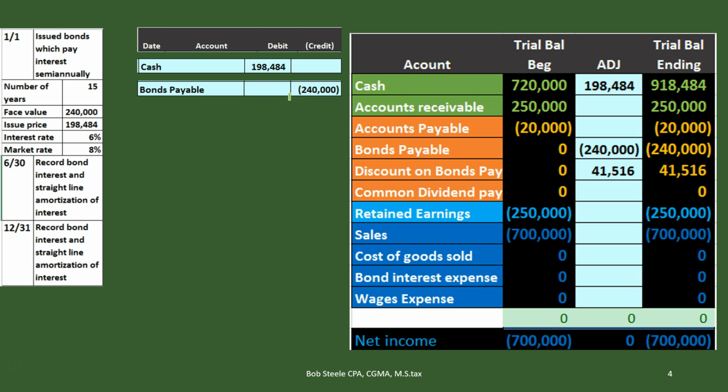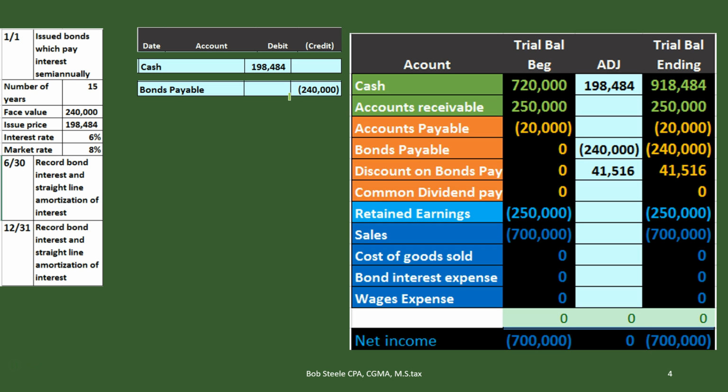It's similar to rent. We can't record the rent expense before we've used the apartment or the building. So once we use the building, then we have incurred the rent expense. That's when we record that rent expense.